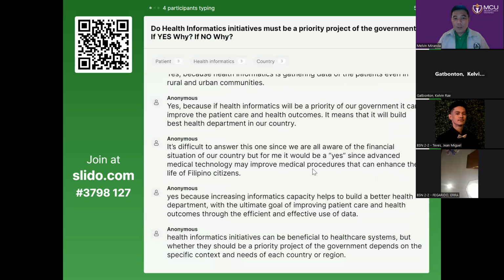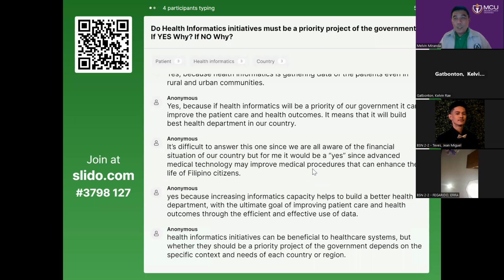So one of the responses here also: health informatics can be beneficial to the healthcare system, but whether it should be a priority project of the government depends on the specific context and needs of each country or region. I really appreciate your responses because you are now aware that in the present context of each country, there could be possibilities that this could be a priority project or not. One thing that we must take into consideration is the availability of funds. For example, here in the country, if this could be a national endeavor or allocated for national funding, then definitely it will benefit the healthcare system.